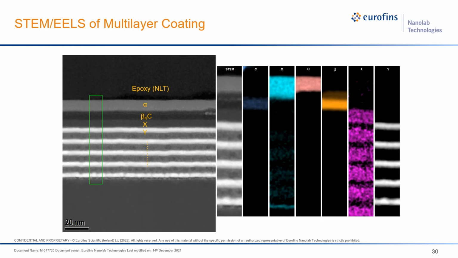And you can also see there are 2 capping layers here. One is alpha, and the other one is beta carbide, beta 4 carbon. In addition to the dimensional analysis, we can check the elemental distribution with a focus on oxygen. You can see that oxygen exists in alpha and beta carbide, and also there seems to be an interfacial oxide between alpha and beta carbide, and there is some dilute concentration of oxygen in the substrate.